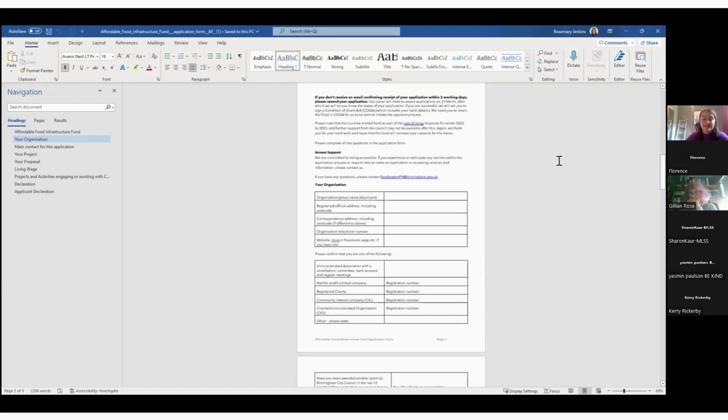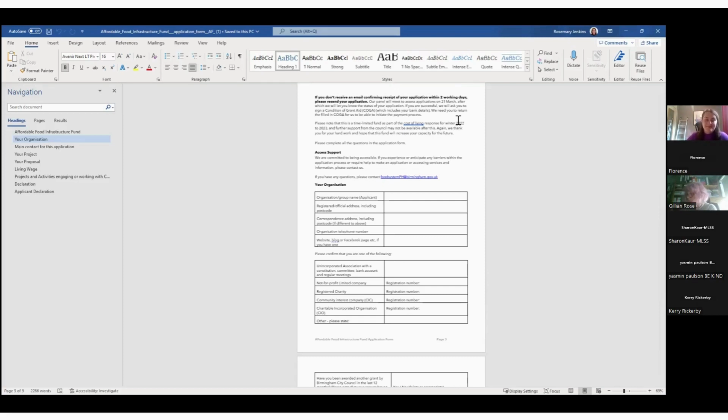So as I said, the deadline for the Affordable Food Infrastructure Fund is the 17th of March, and our panel will assess these applications on the 21st of March, after which we'll let you know the status of your application, so whether it was successful or not. And if you are successful, we'll ask you to sign a condition of grant aid.